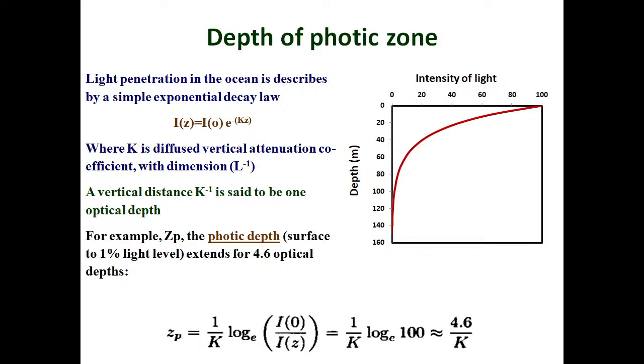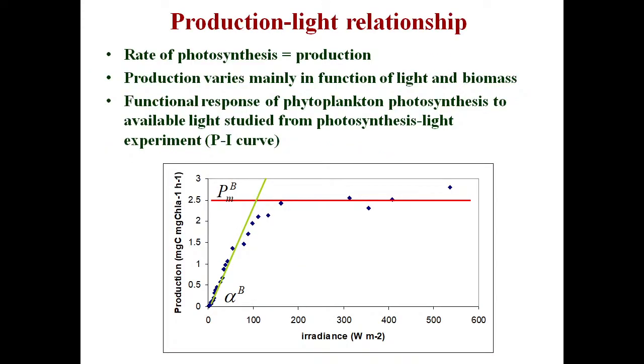So depending upon the property of the water, and the property of the substances that are dissolved in the water, k varies from region to region. In the coastal region it is very high, in the open ocean it is very low. So this is how the light varies in the upper ocean, with the definition of the photic zone, and whatever process takes place is limited to the photic zone only.